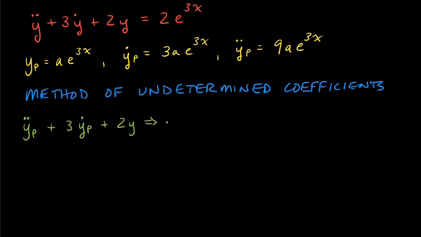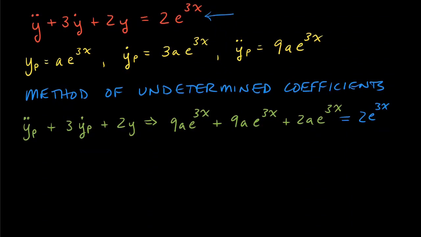Well, that's going to give us 9a e to the 3x, plus 3 onto this, which is going to give us 9a e to the 3x. And then finally, plus 2 onto y, which is going to give us plus 2a e to the 3x. Okay, and then that is going to equal 2e to the 3x, right? And we know that because that's what's written up here. At least it has to equal that.